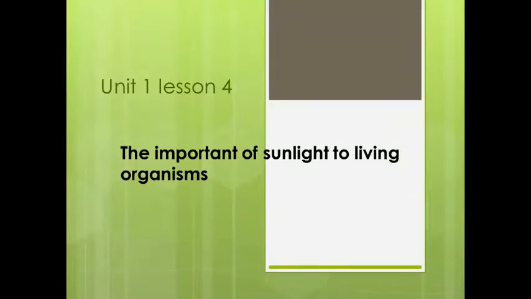Today we're going to start our fourth lesson in our curriculum. We will talk about the importance of sunlight to living organisms. Sunlight plays an important role for all living organisms on this planet. For example, sunlight is a good source of vitamin D, which is very important for our bodies. At the same time, by the sunlight, plants make their own food by a process called photosynthesis.